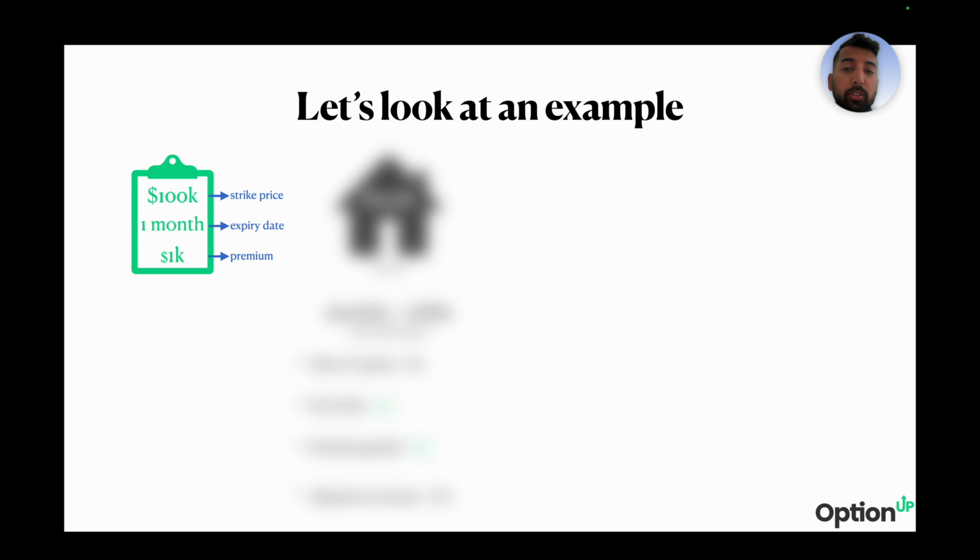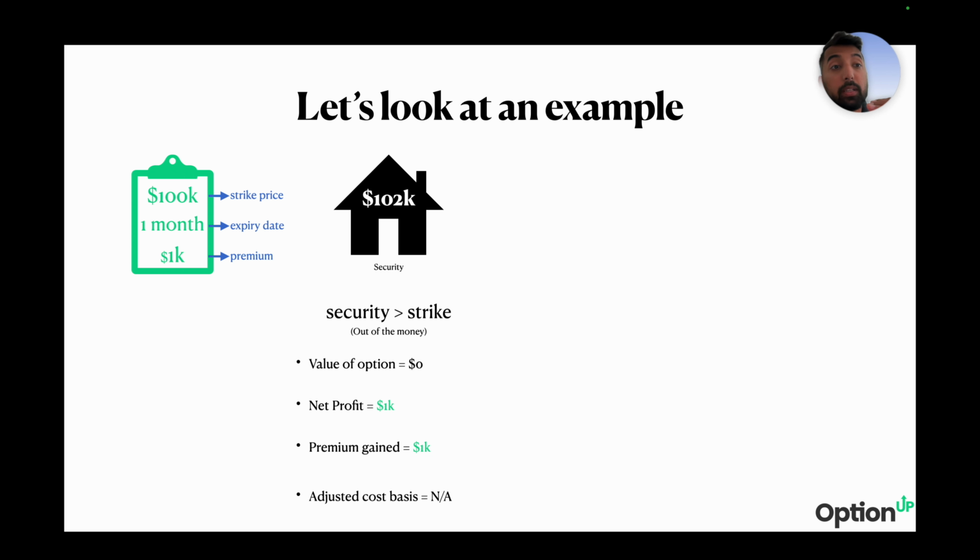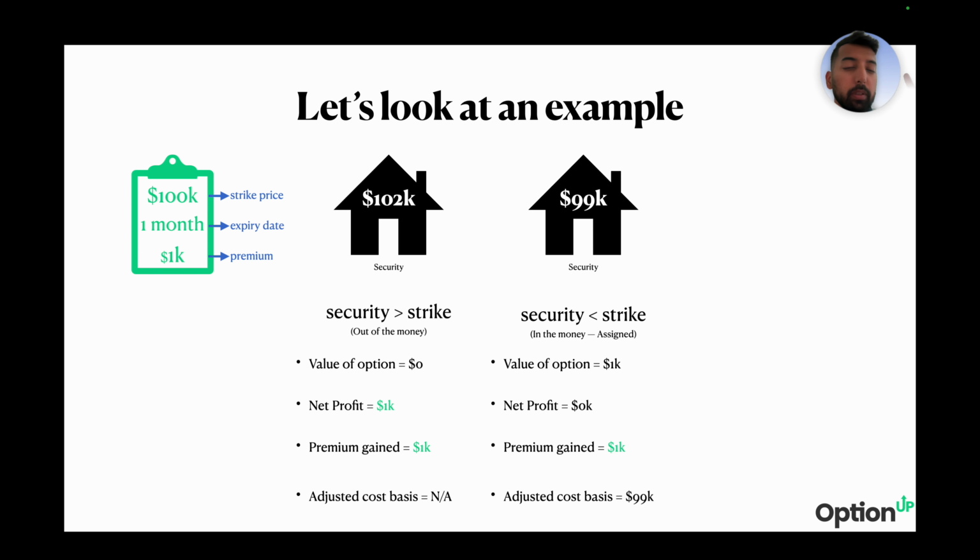The first example, again, we'll look at an out of the money case, where the house value appreciates. The house went from $100,000 to $102,000. Obviously, the house is worth $102,000, so the buyer would not want me to buy the house at $100,000. So the contract expires out of the money. It's worthless. It goes to zero. I get my cash released, and I profit that $1,000 for the contract because that's what I sold it at. Since you don't own the asset, there's no real adjusted cost basis here, so we're going to ignore that for now.